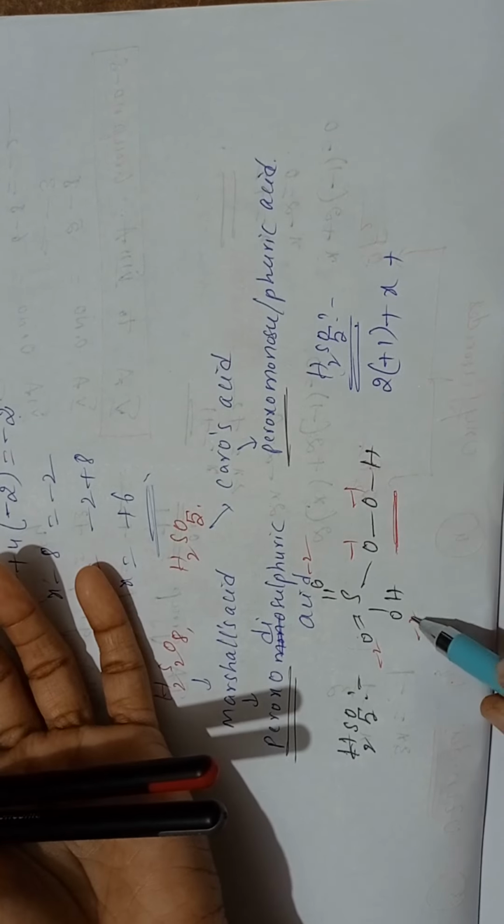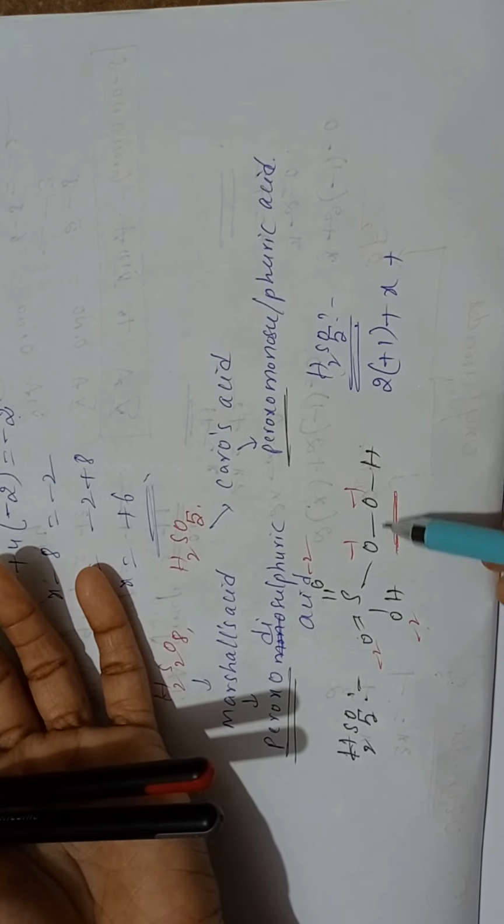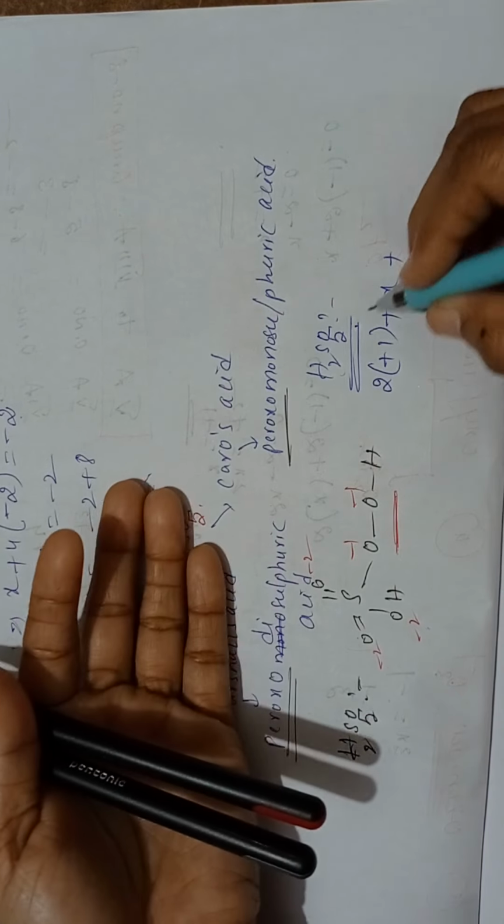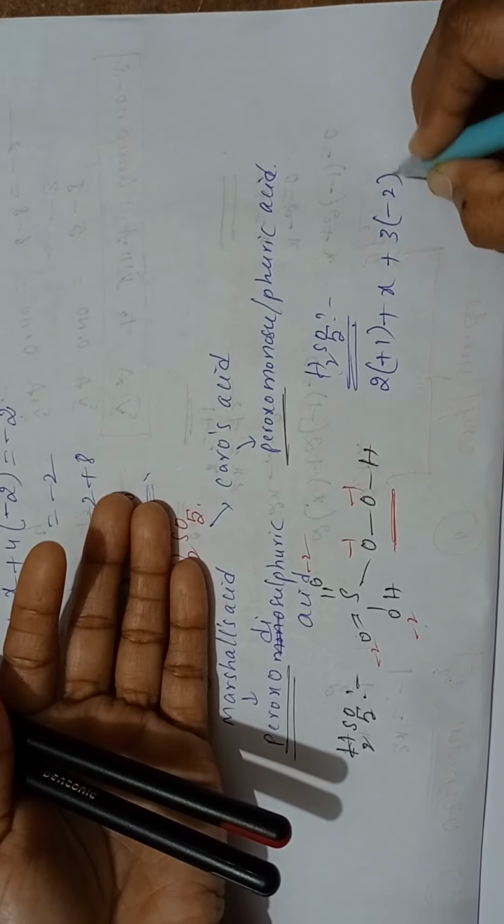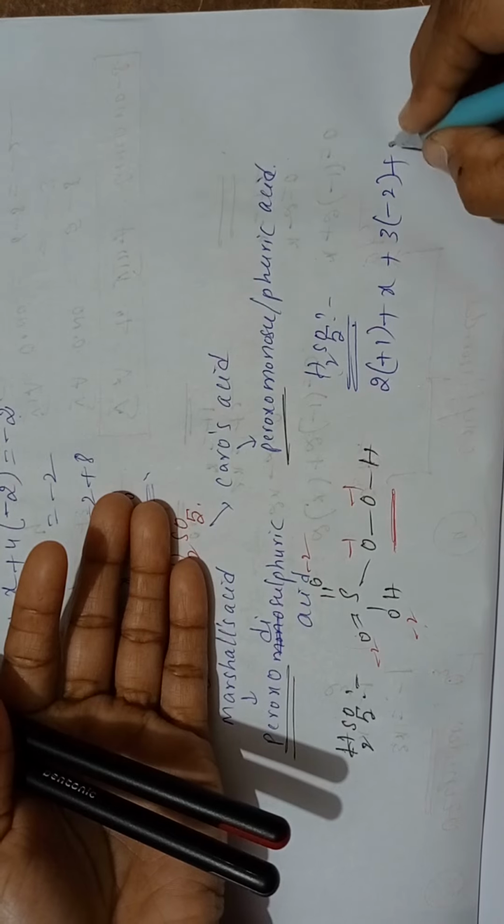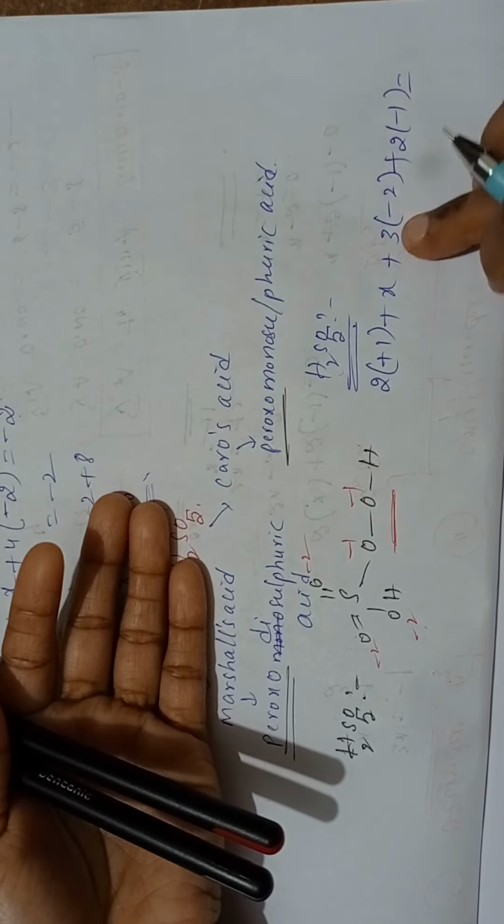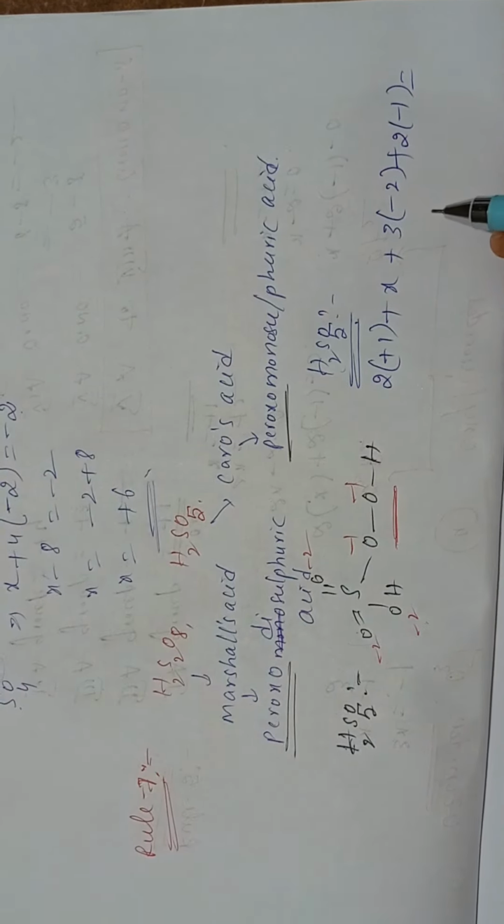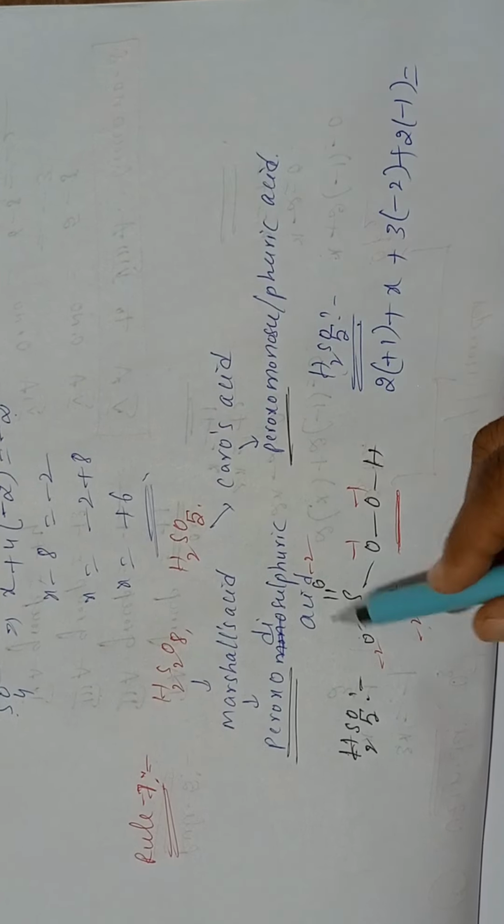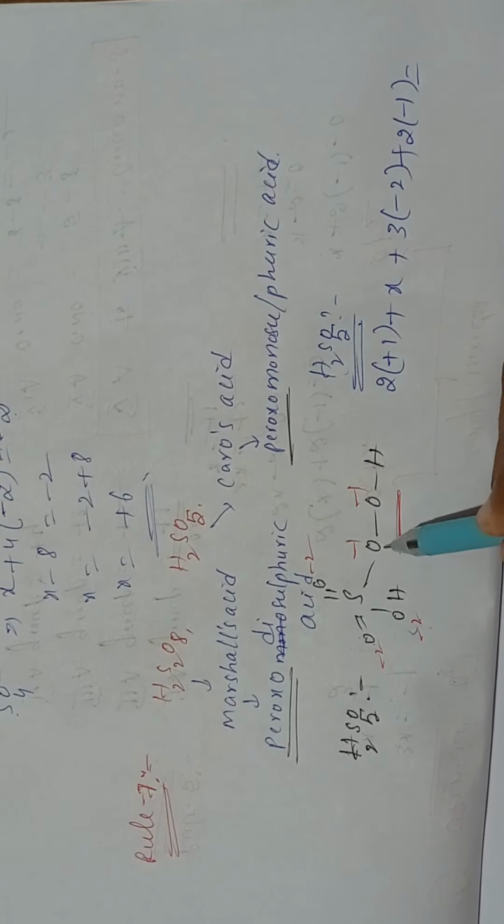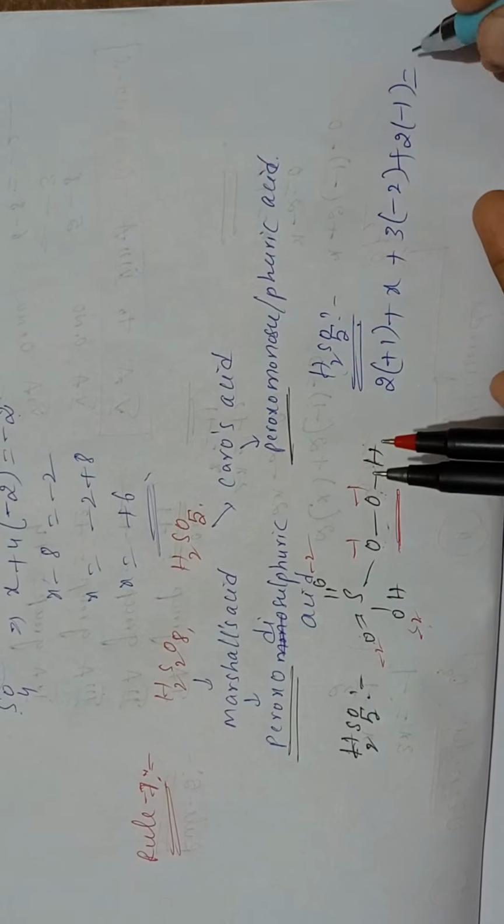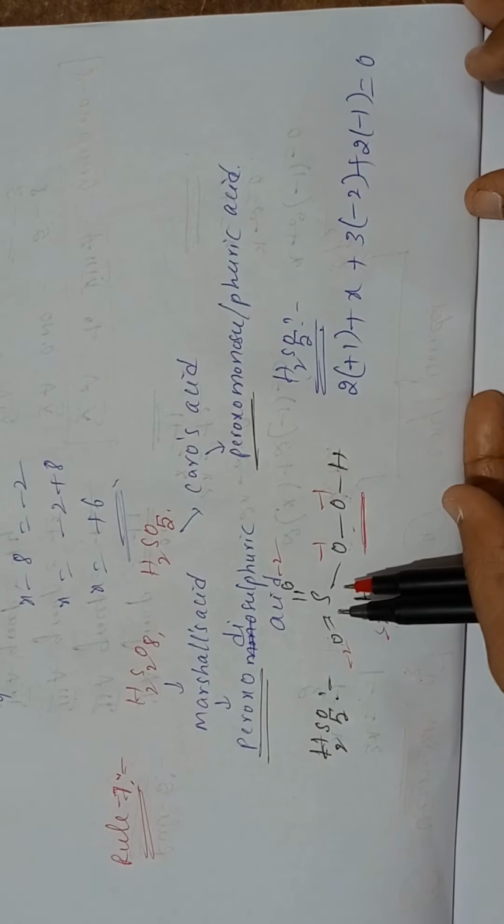In 5 oxygens, 3 oxygens are showing -2, and the remaining 2 oxygens are showing -1. Total 5 oxygens: 3 are showing -2, the remaining 2 oxygens are showing -1, and the total is equal to 0. Like this you have to find it.